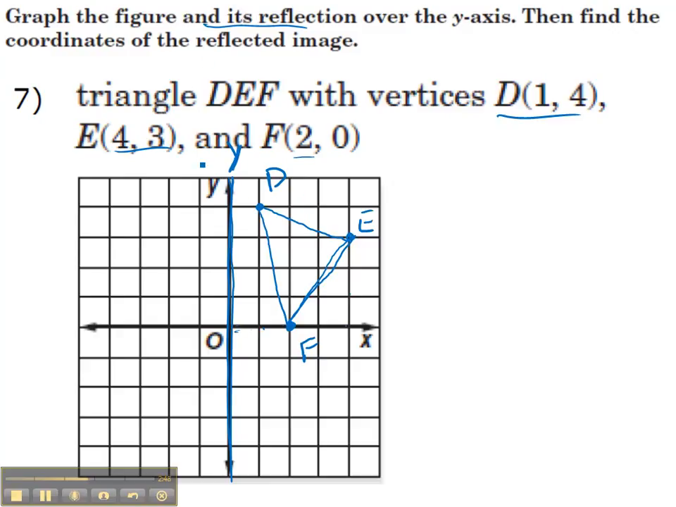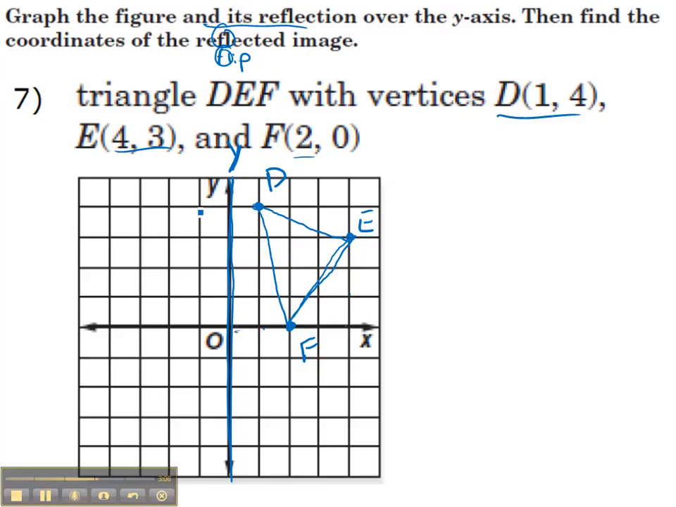Okay, and then we want to reflect that over the y-axis. And the way we do a reflection is the image is going to be the same distance from the y-axis. All the vertices are going to be the same distance, but just flipped over. Reflection is a flip. So FL to help you remember that, a flip. So we flip it over the y-axis.